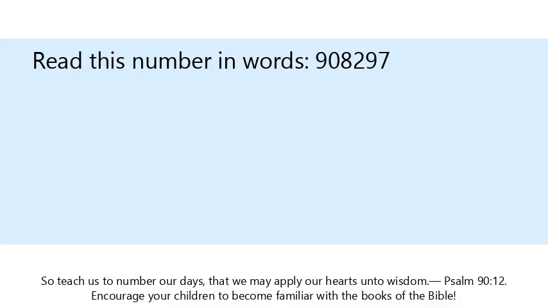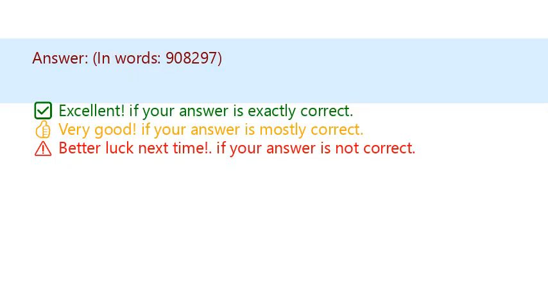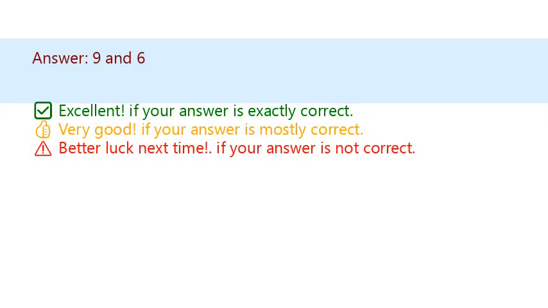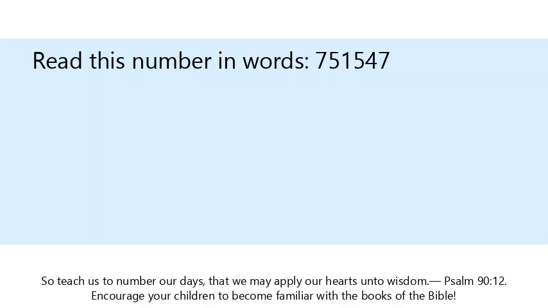Read this number in words, 908297. Answer, in words, 908297. Find two numbers that multiply to 54. Answer, 9 and 6.